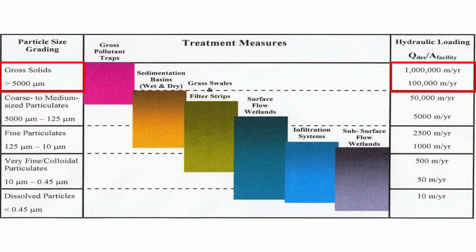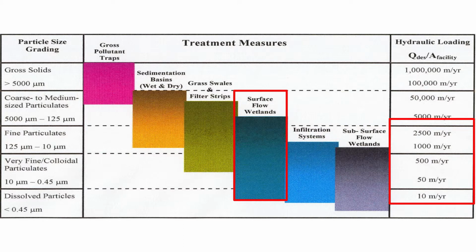With gross pollutant traps, you can see the number is a large number. And that means that you can actually put through a lot of water quickly because we're simply removing the large stuff. If you look at the wetlands, you'll find that the number reduces significantly, which means that you now need to hold the water for much longer to enable the biological processes to take effect to remove the soluble contaminants.